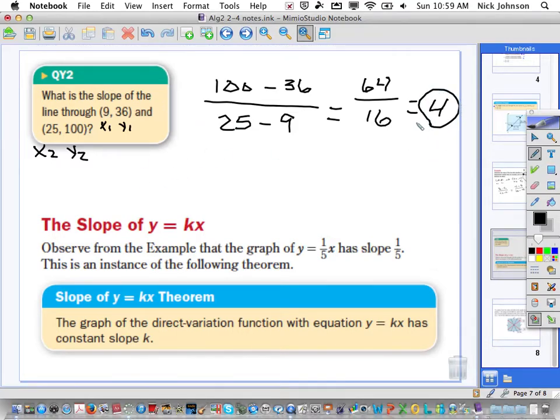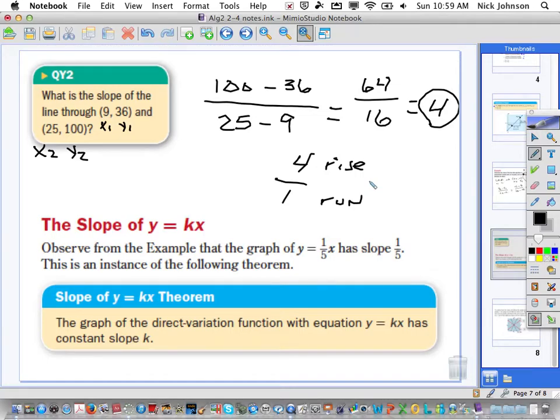Well, some of you are asking, well, how would we graph that then? Well, I know there's a point. If this was a direct variation, you could go 0, 0. But this is slope 4 over 1. So I have a rise of 4 for every 1 unit to the right, which is our run.